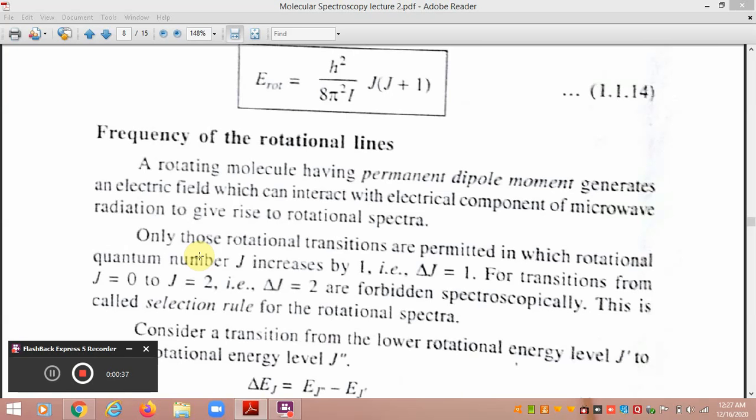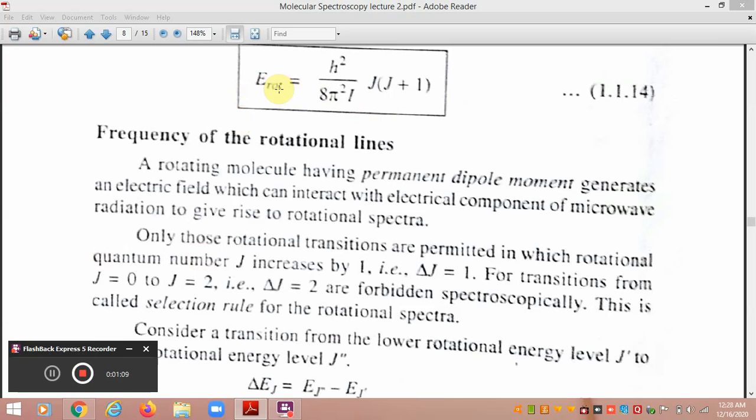the rotational lines of the rotating molecule. Last time we discussed that microwave radiations are responsible for the rotational motion of the rigid diatomic molecule. That's why this rotational spectra is also called the microwave spectra. So today we are going to talk about how we can calculate the frequency of the rotational lines of the rotating molecule, or the rotational energy levels.